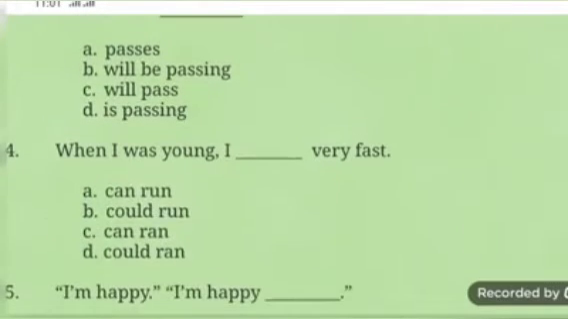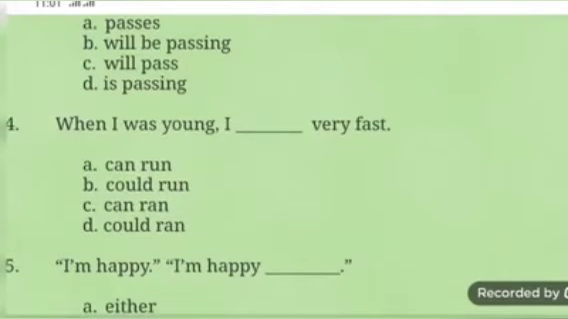Next one, when I was young, I blank very fast. Okay, so can run, could run, can run, and could ran. So the answer here is letter B. Why is that so? Because we are talking here of the past action. Okay, so you would say could run. That's letter B. When I was young denotes a past action.